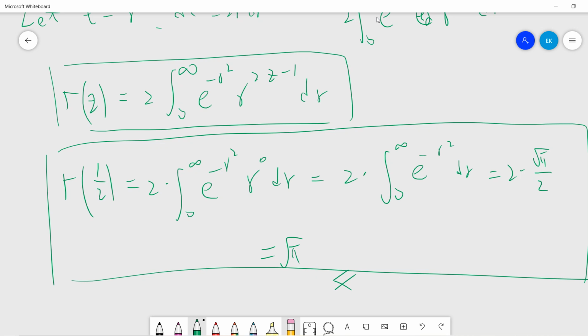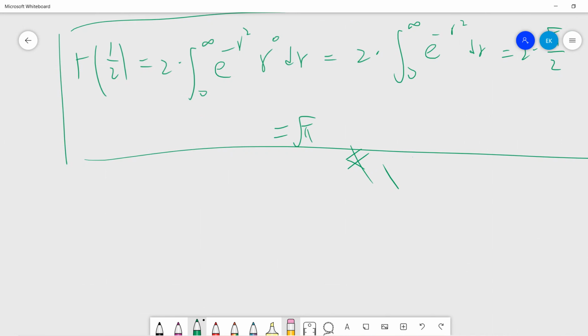Okay, so this is another property of the gamma function. And you can see my other videos. There are plenty of applications of the gamma function. The most important one is the volume and the surface area of an n-dimensional sphere.